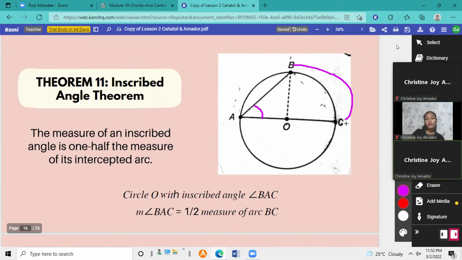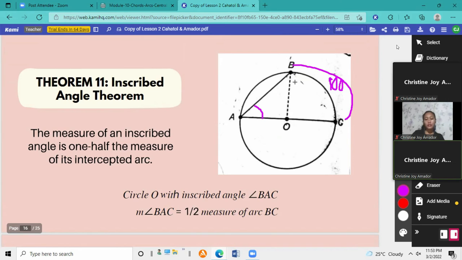For theorem 11, it states that the measure of an inscribed angle is 1/2 the measure of its intercepted arc. So we have circle O with inscribed angle BAC. The measurement of angle BAC is equal to 1/2 the measurement of its intercepted arc, which is arc BC. For example, what if the measurement of our arc BC is, let us say, 100.